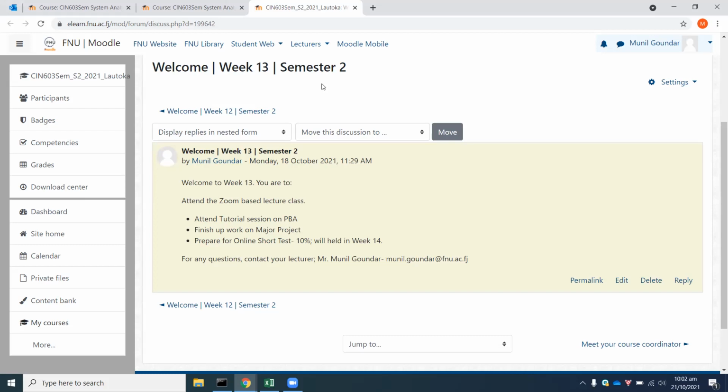And moreover, prepare for the online short test, which carries 10% towards your coursework and will be held next week as well. So you'll be given a complete week to go and attempt all the work for your online short tests. And also, please try your very best to get all the work done for your major project.